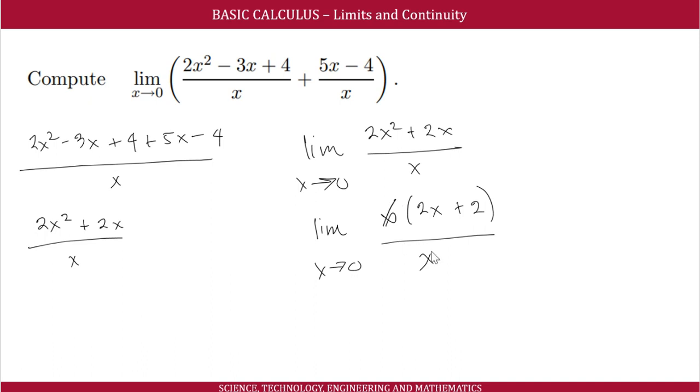So we can cancel x, and we can now do substitution. So the limit of 2x plus 2 as x approaches 0 is equal to 2 times 0 plus 2, which is equal to 2. So the answer is equal to 2. Okay, next one.